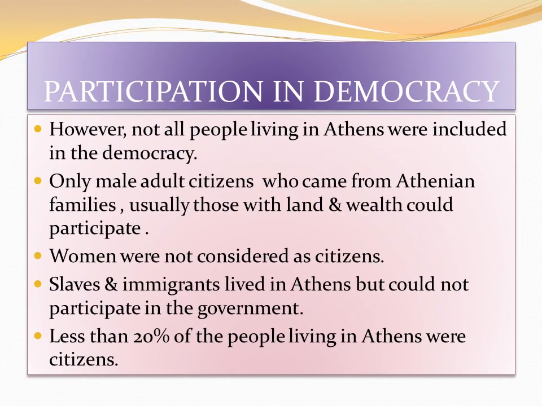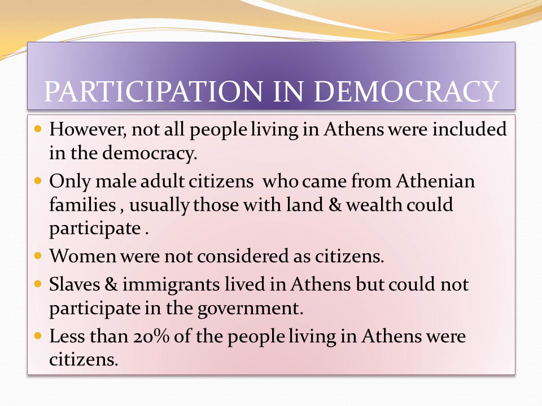Now let us see the participation in democracy. Who was eligible to be a member of this democracy? However, not all the people living in Athens were included in democracy. Only male adult citizens who came from Athenian families, usually those with land and wealth, could participate. That means the wealthy Athenian male members were supposed to participate. Others were excluded. Women were not considered citizens, so they were excluded.